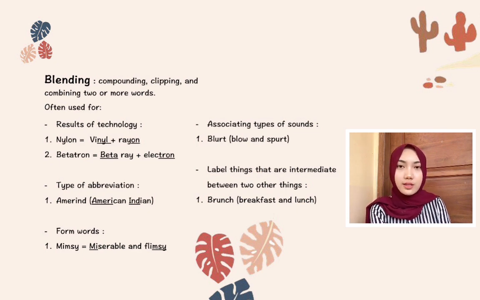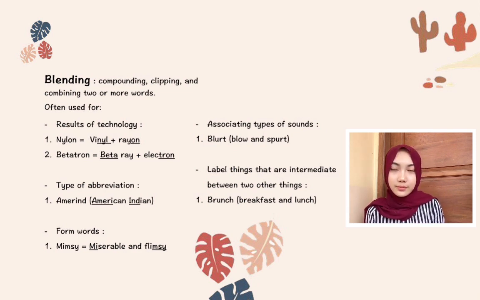Blending is the process of taking two or more words or compounding, clipping parts of one or more of the words, and then combining them. The new word is a blend carrying a bit of meaning from each of its parts. Blends are often used for a result of technology such as the words nylon and betadine. Nylon is formed by combining vinyl and rayon. Betadine is a combination of battery and electron.